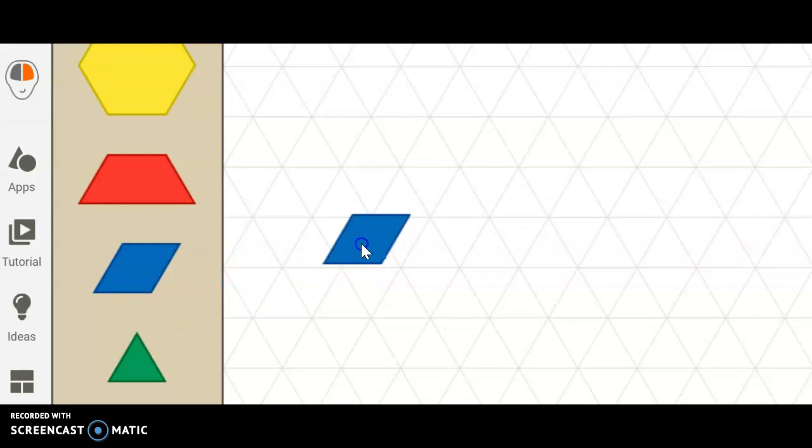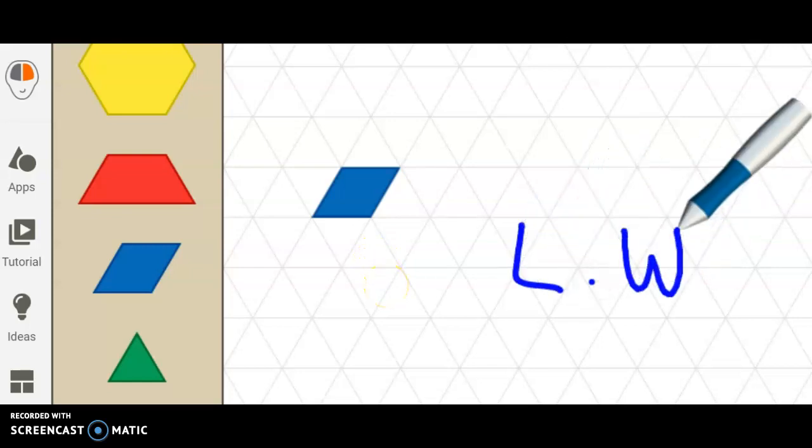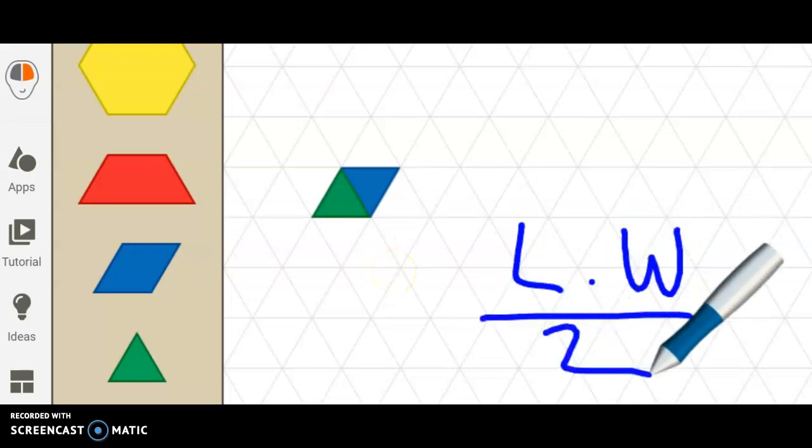So now we know when we take a parallelogram, or a square or rectangle, our formula is length times width. But when we take a triangle, because we're only taking half of that area, we have to divide it in half. So you can see the triangle only takes up half of the area of the parallelogram. So we have to divide it back into half. So we take our length times our width, and then we divide it by 2.